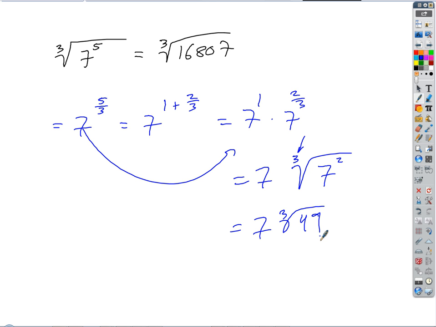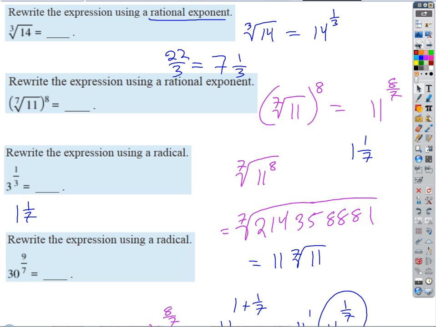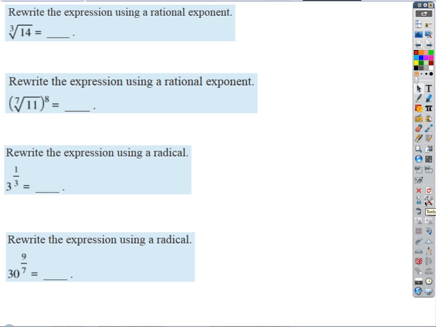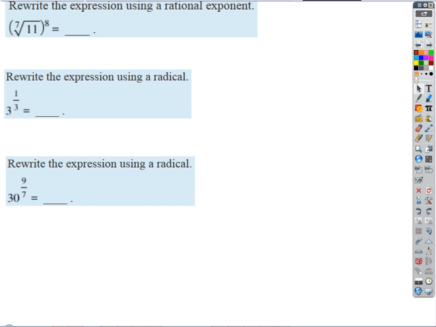Okay, so let's go back and get a couple more practices here. Let's do the opposite. This is no big deal. If I want to write 3 to the 1/3 as a cube root of 3.